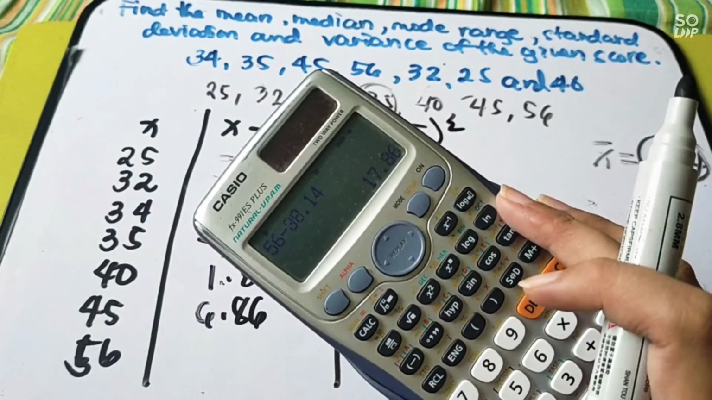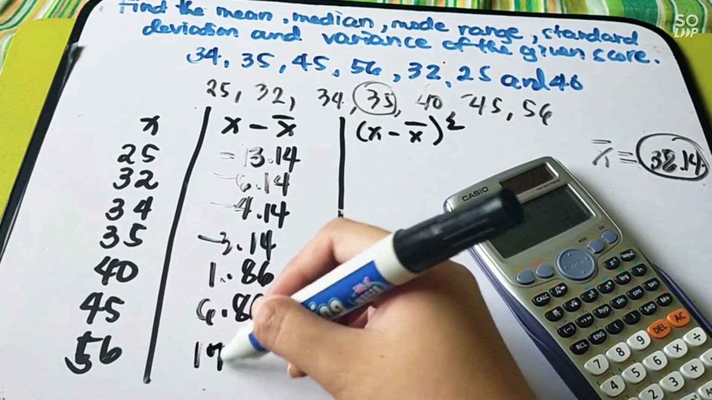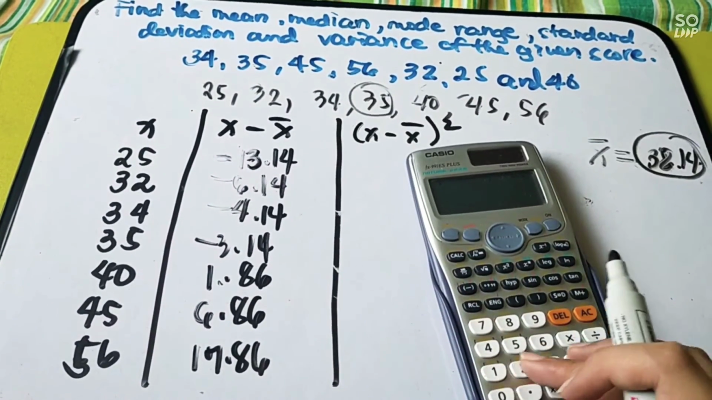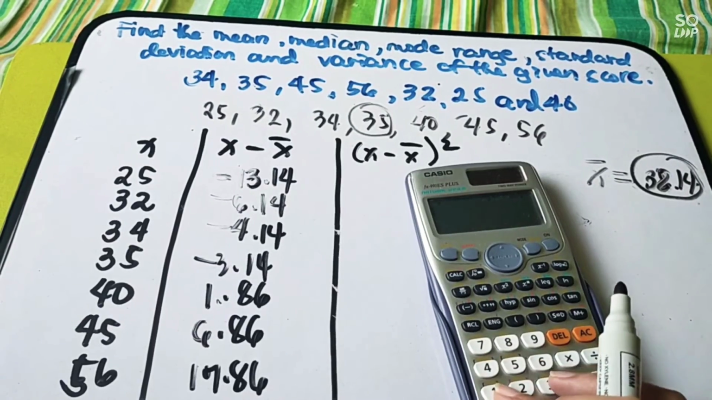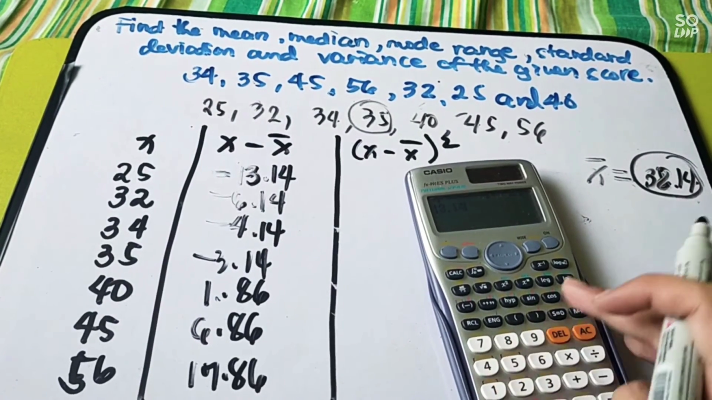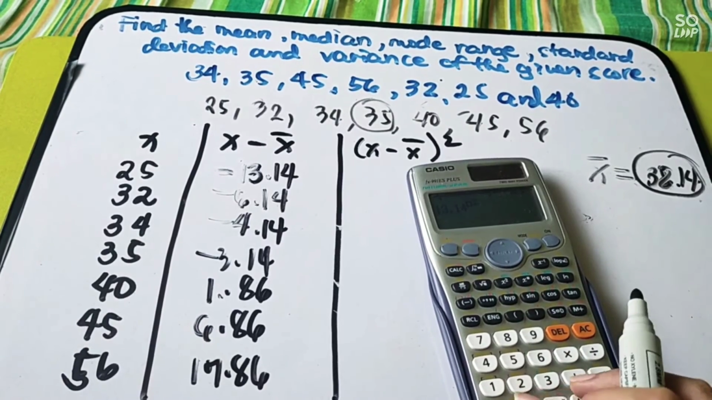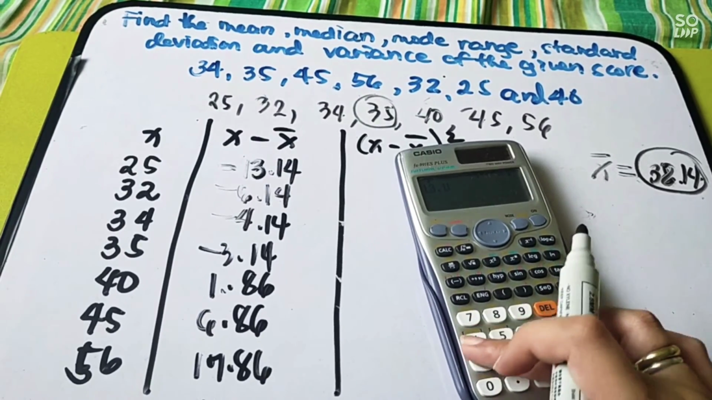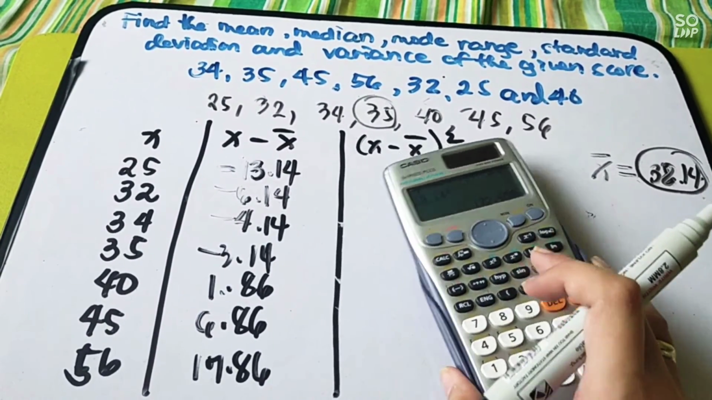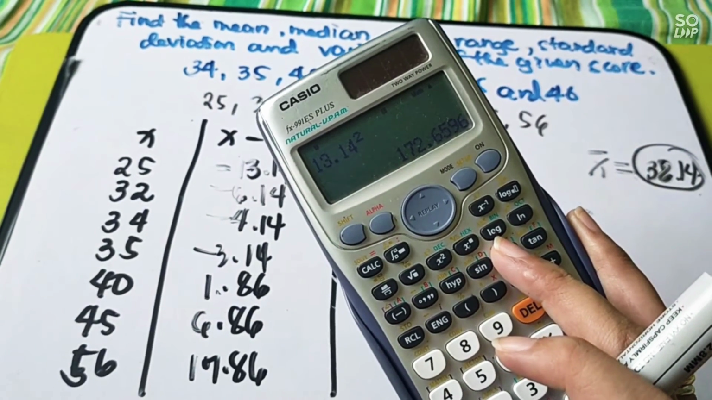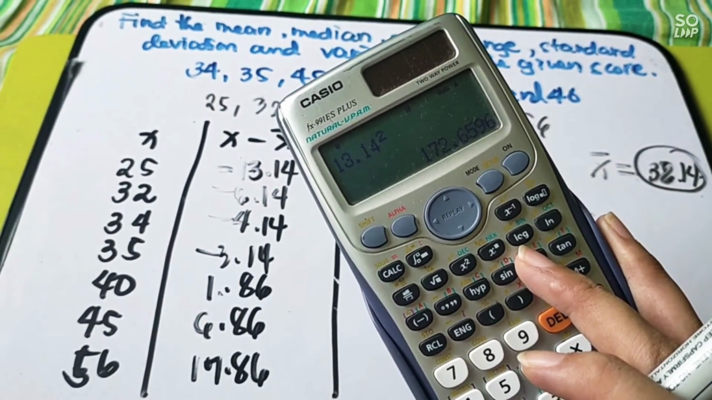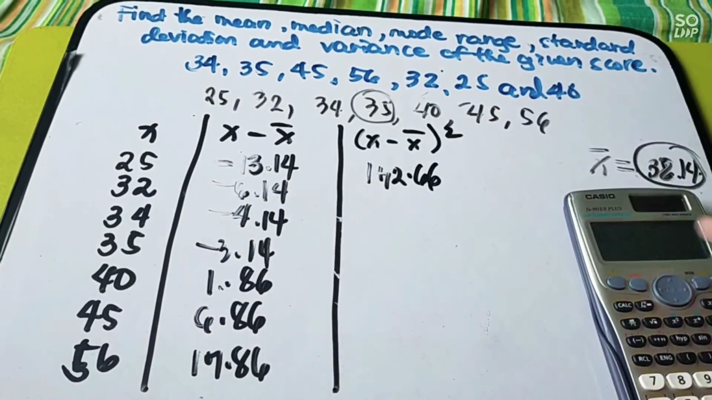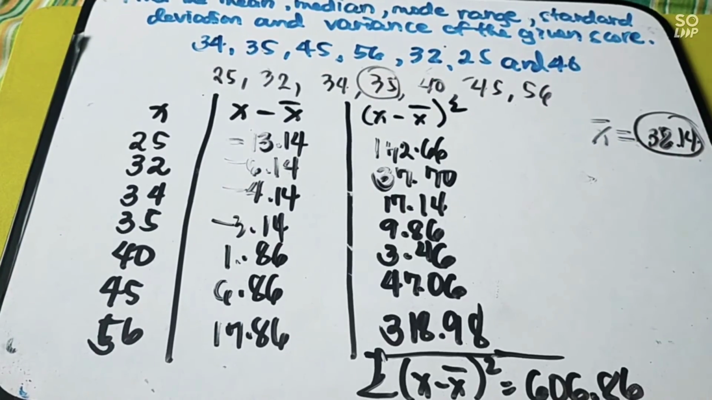Next, we have here 56. The answer is 17.86. Okay? We're done. Next, i-squared naman natin sila isa-isa. So, since ang negative, pag in-squared mo, magiging positive. So, 13.14, then squared natin. We have here 13.14 squared. The answer is 172.66. O, 2 decimal na lang. Next tayo. Okay, so shortcut na natin.